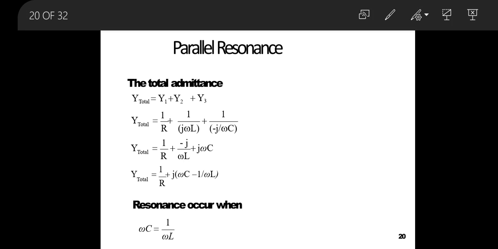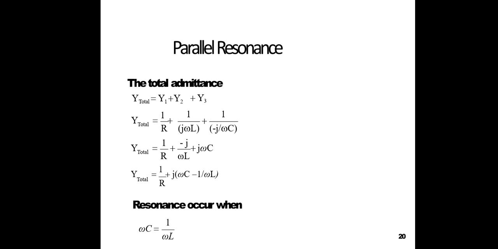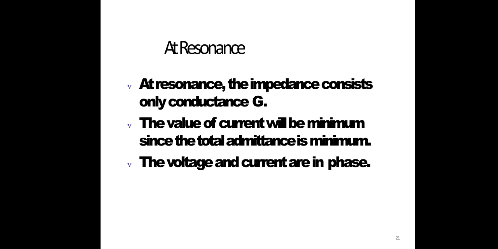The resonance occurs when the condition XL equals XC. Therefore omega C is equal to 1 by omega L. From this equation, omega square is equal to 1 by LC, and omega is equal to 1 by root LC. Omega is equal to 2 pi F, therefore F is equal to 1 by 2 pi root LC. This is the resonant frequency. At resonance the admittance consists only of a conductance G, that means 1 by R. The value of the current will be minimum since the total admittance is minimum here. The voltage and current are in phase here. So this is the resonance condition.